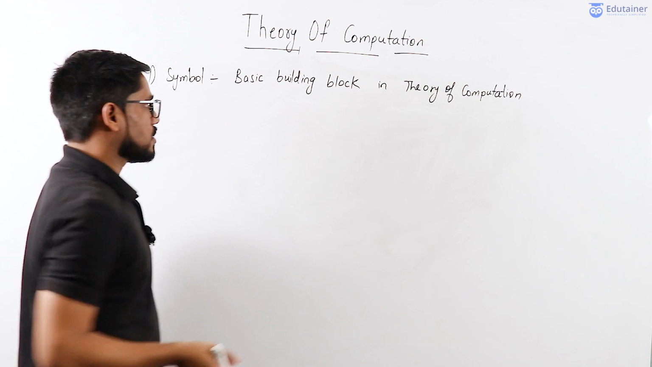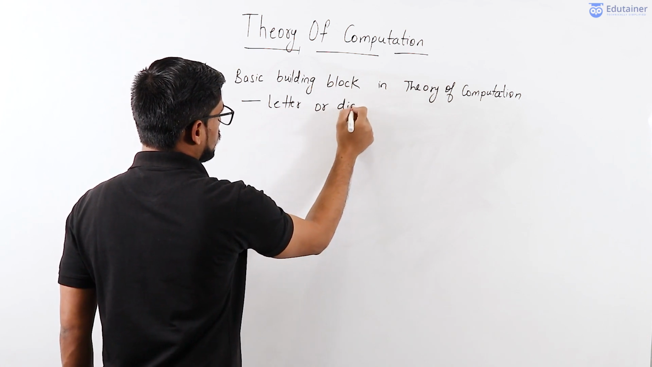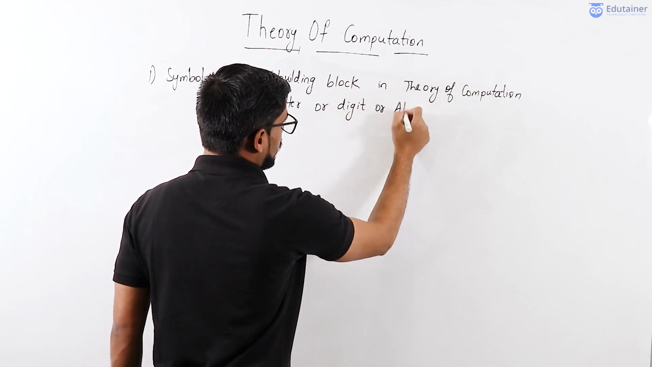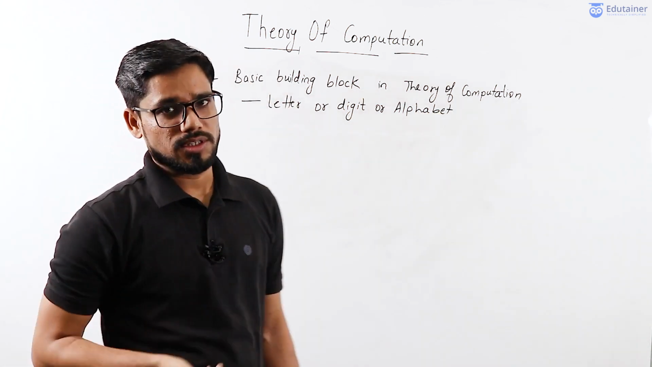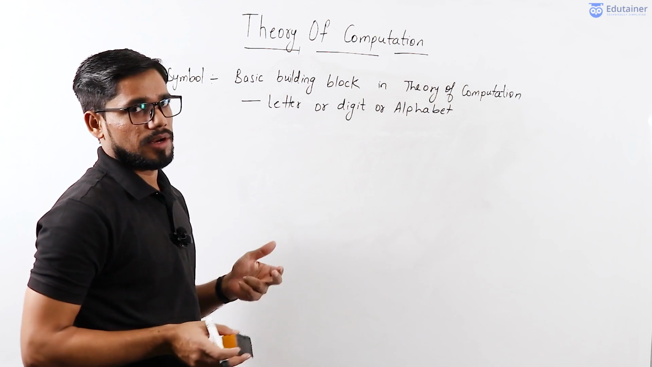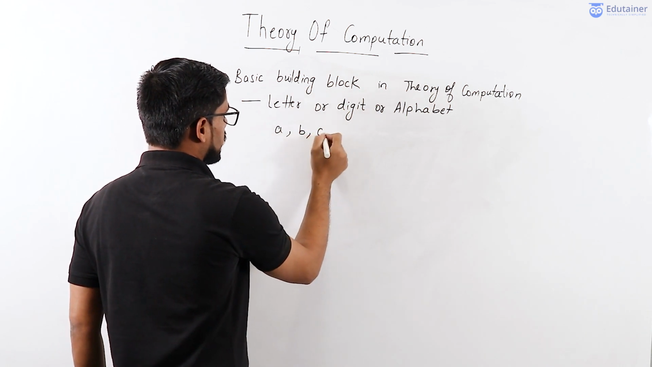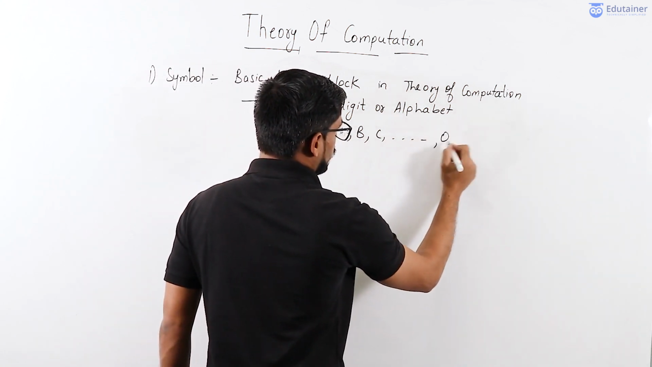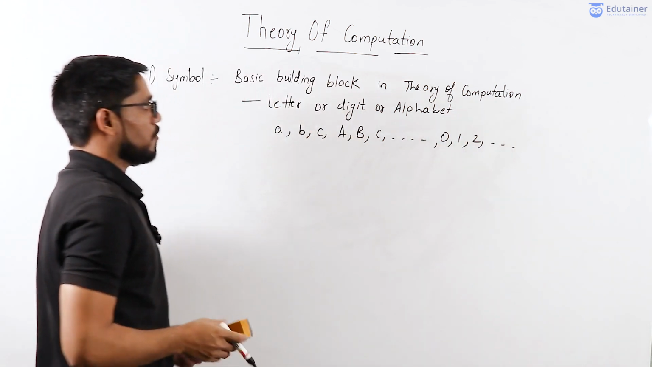These basic building blocks can be a letter or a digit or any other alphabet. So either you can consider a letter, alphabet or digit. All of this is considered a basic building block of TOC. It is called a symbol. For example, small a, small b, small c, capital A, capital B, capital C, and so on; 0, 1, 2, 3, and so on. All these are nothing but symbols in theory of computation.